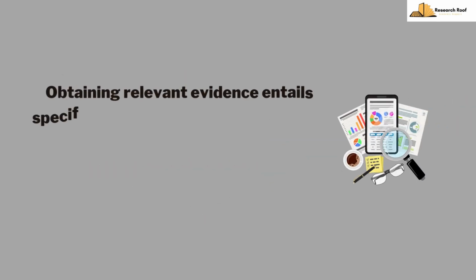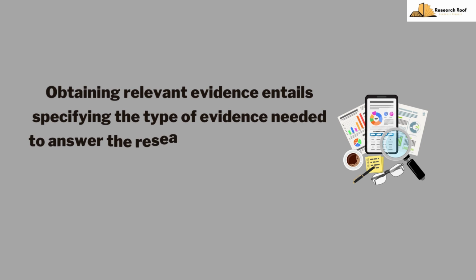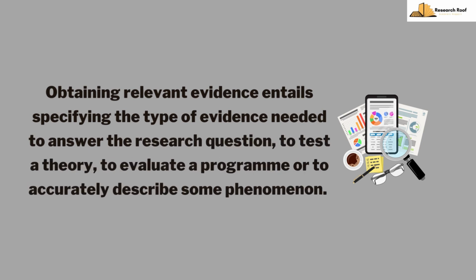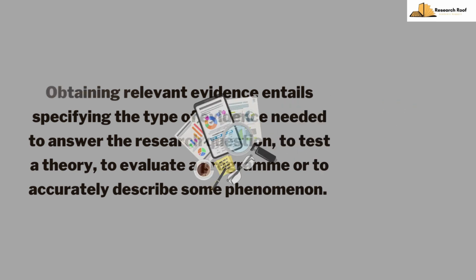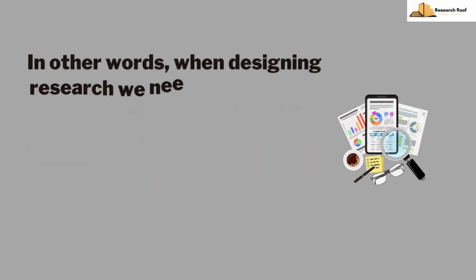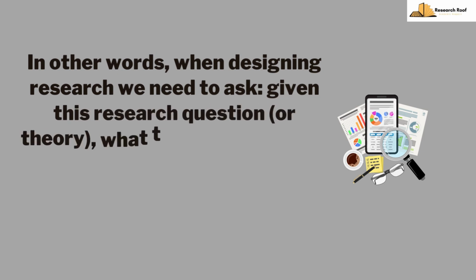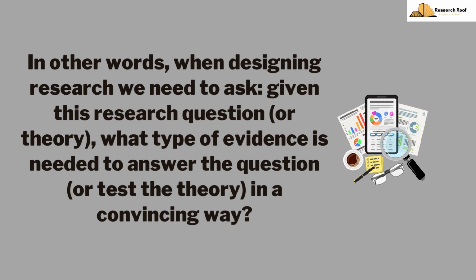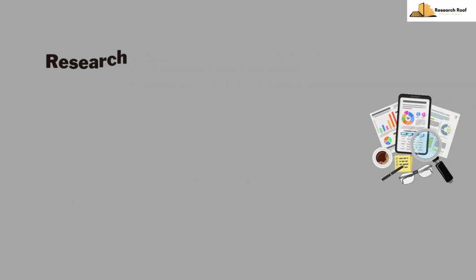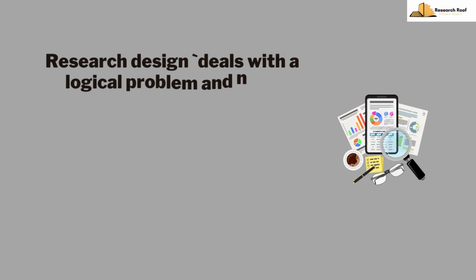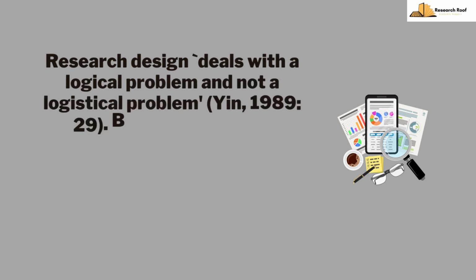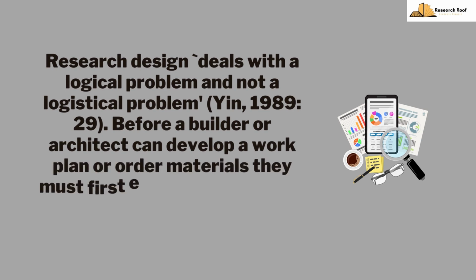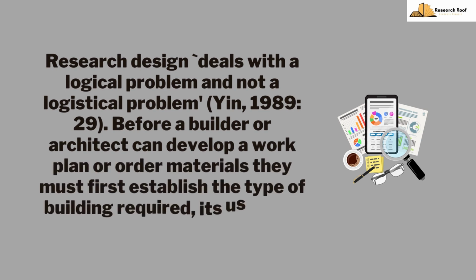Obtaining relevant evidence entails specifying the type of evidence needed to answer the research question, to test a theory, to evaluate a program, or to accurately describe some phenomenon. In other words, when designing research, we need to ask, given this research question or theory, what type of evidence is needed to answer the question or test the theory in a convincing way? Research design deals with a logical problem and not a logistical problem. (Yin, 1989, 29).